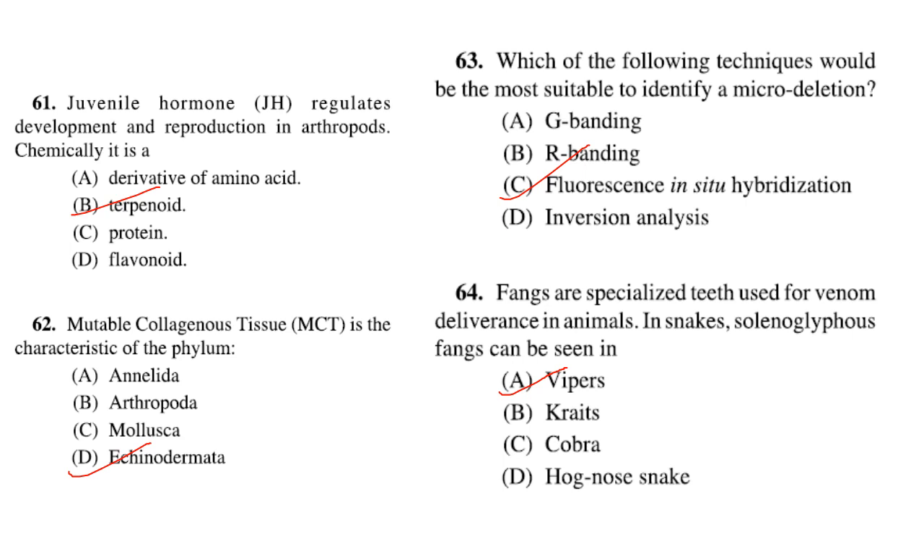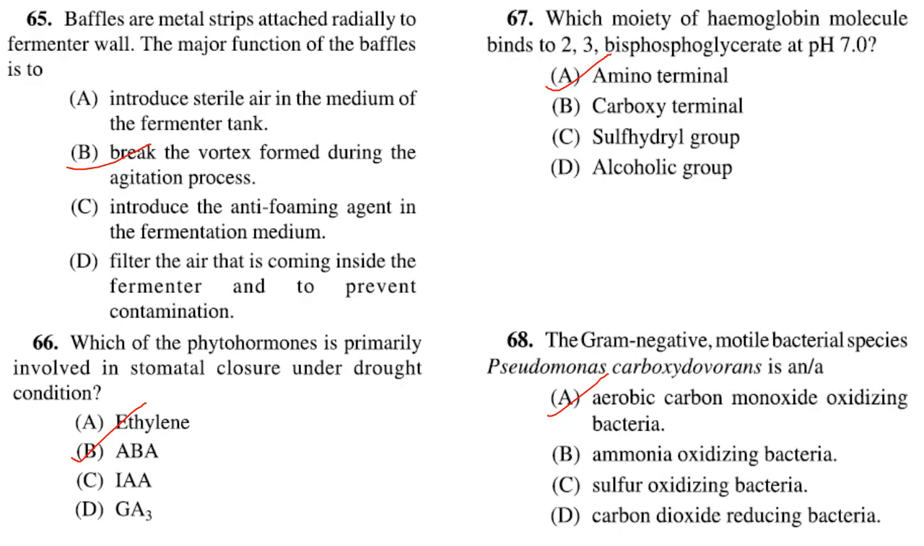Fangs are specialized teeth used for venom delivery in animals. In snakes, solenoglyphous fangs can be seen in vipers. Then baffles are metal strips attached radially to the fermenter wall. The major function of the baffle is to break the vortex formed during the agitation process. Answer is option B.